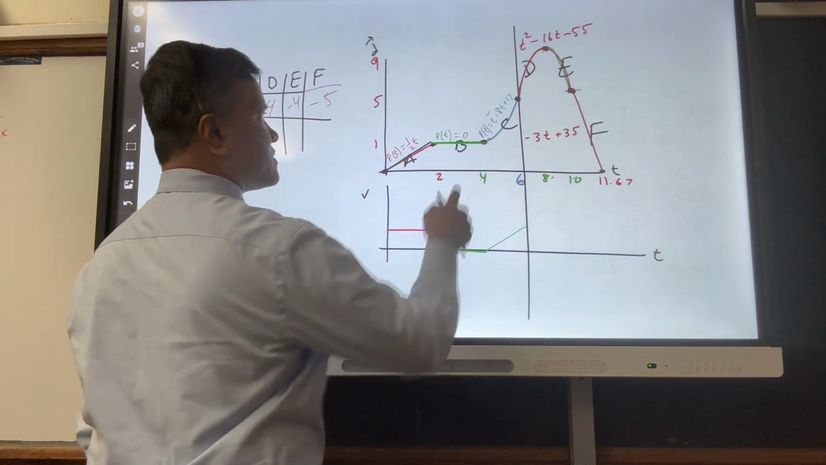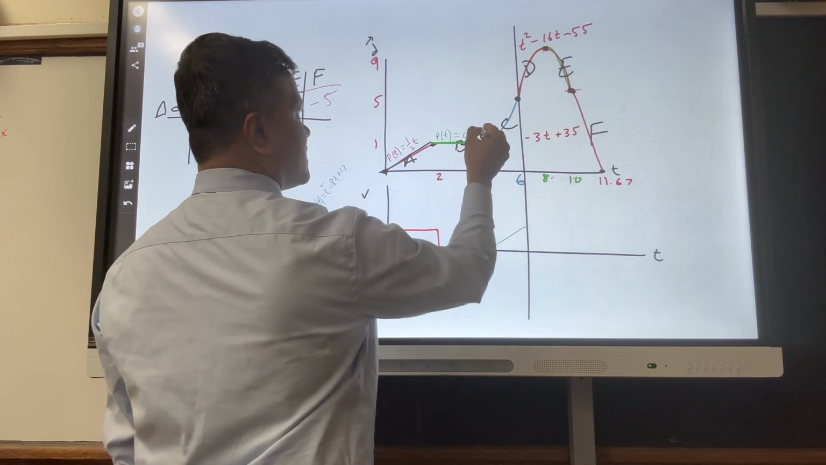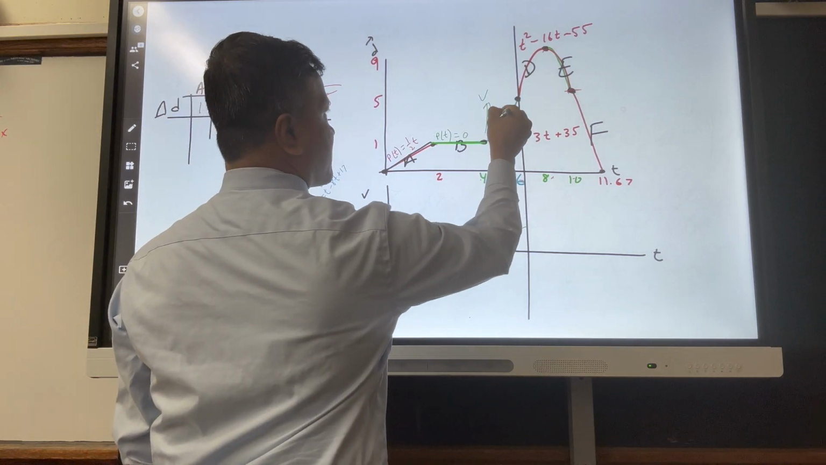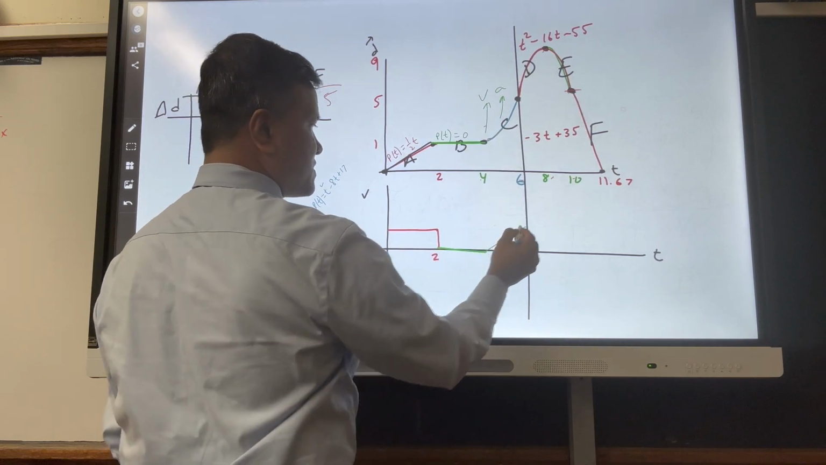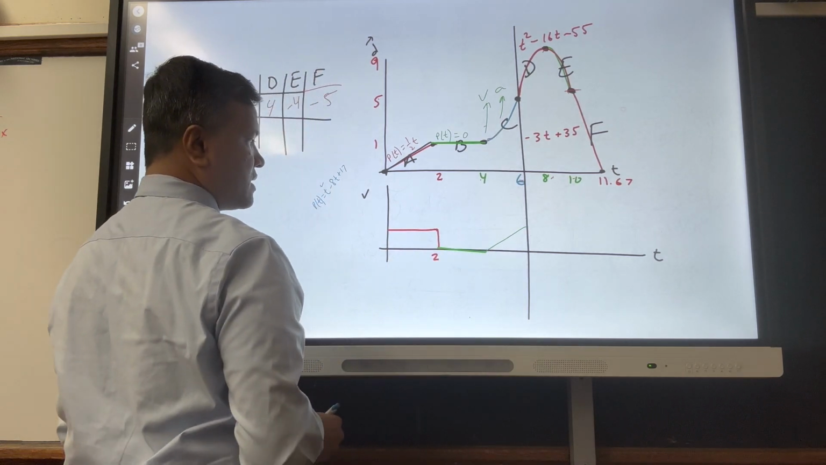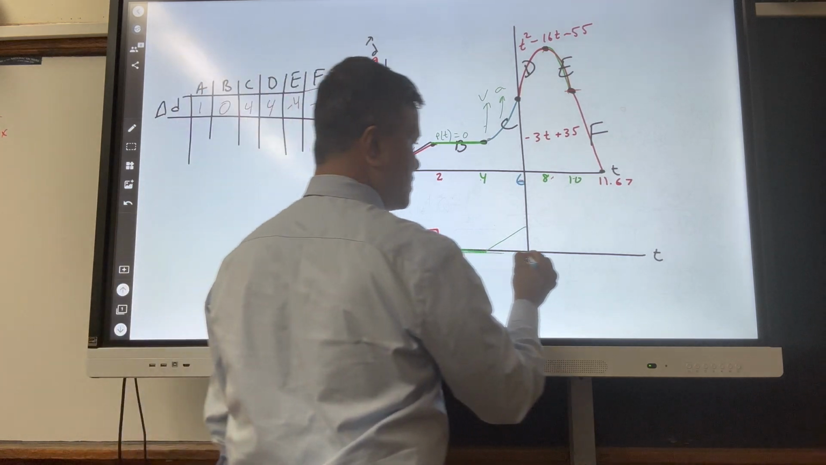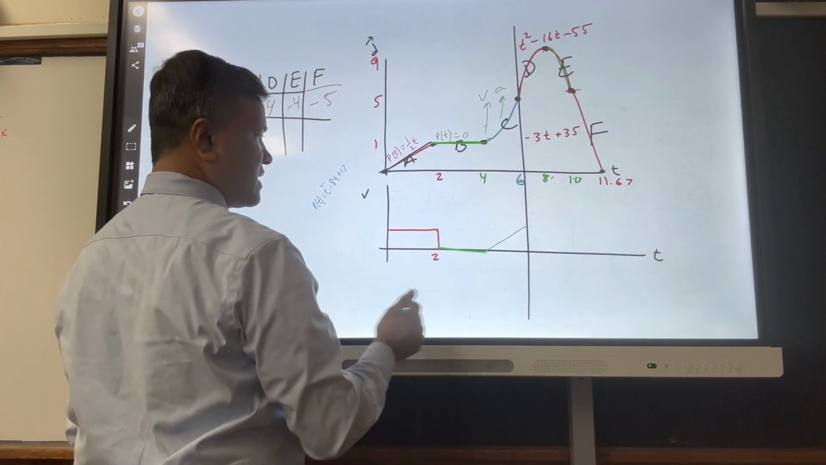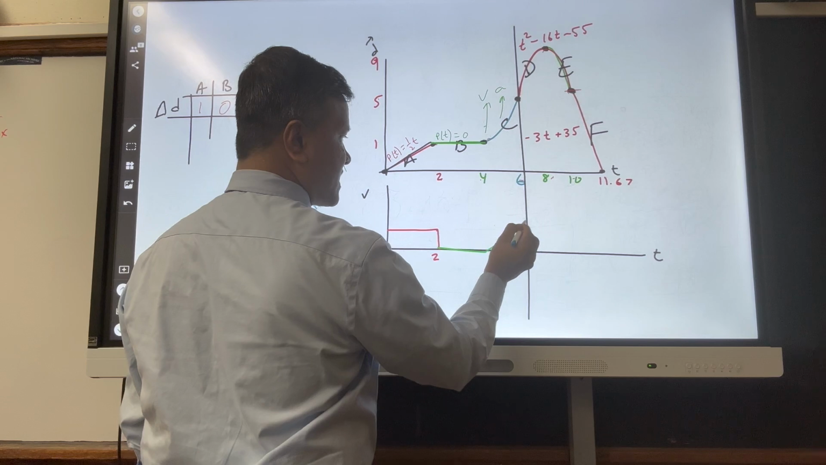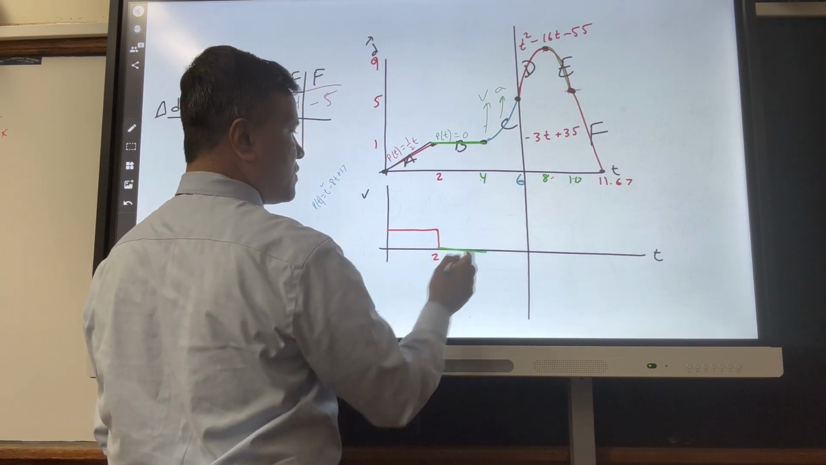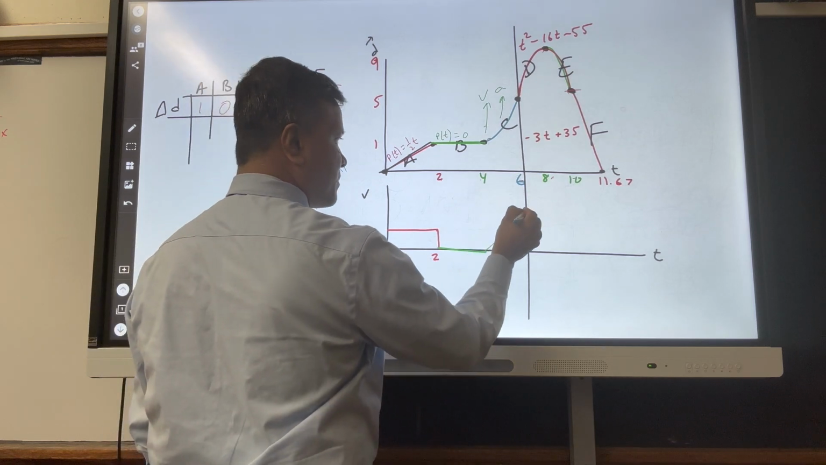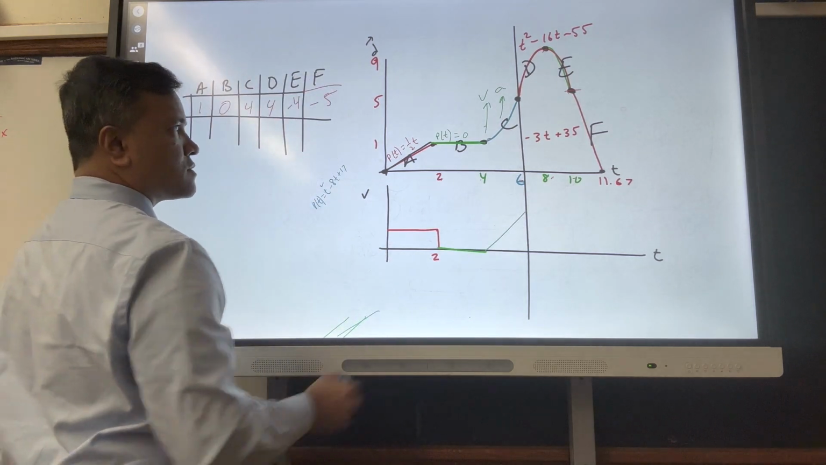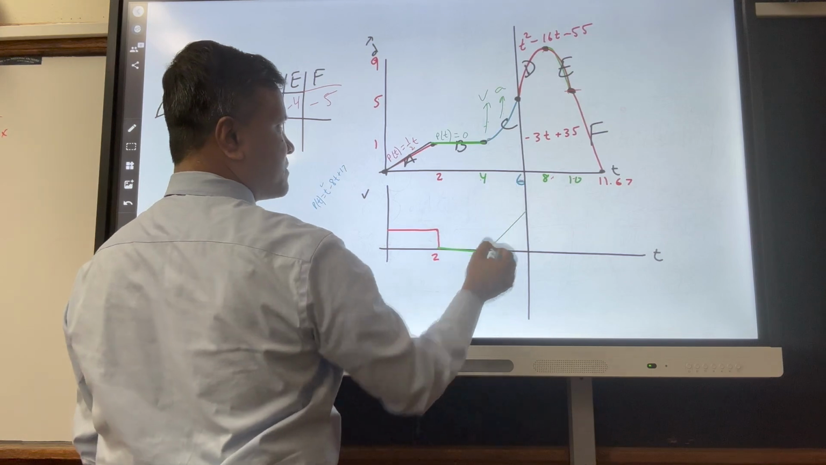Why? Because over here, what happened? Velocity and acceleration are both in the same direction. When both are in the same direction, then you are speeding up. Since velocity is 0 on the x-axis and you are speeding up, you're moving away from the x-axis. And this is how you know that you are speeding up. Velocity and acceleration are in the same direction.